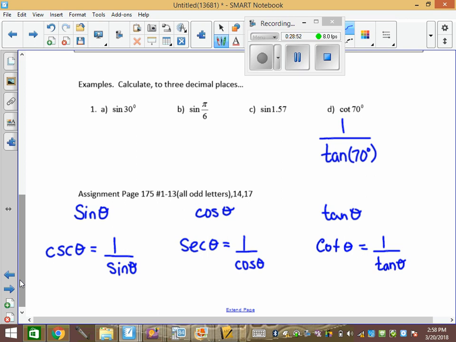Now, your homework is on the same page as last day, page 175, but you're going to do 7 DE, 8 BC, 9 BC, 11 CEF, 14.